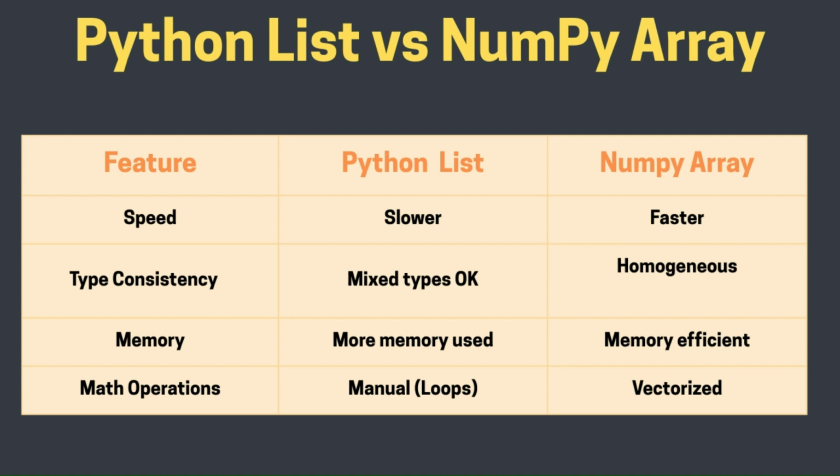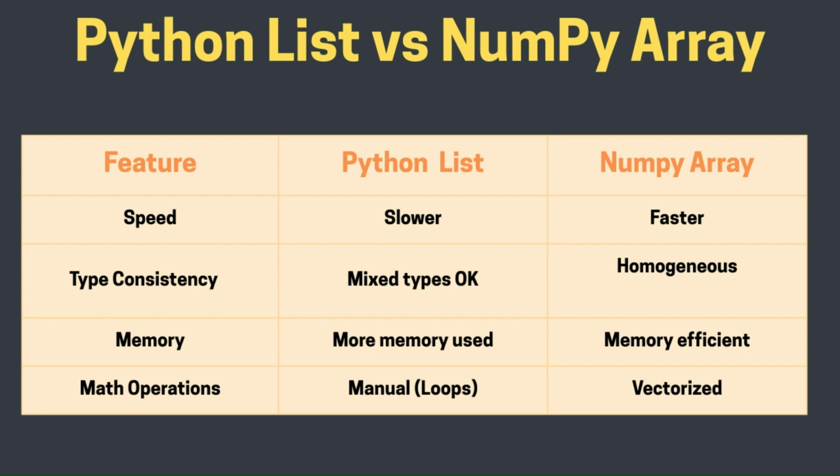And math operation. If you have to perform any math operation in the case of a Python list, you have to do looping. So if you want to do some math operation on all the items, let's say multiply all the items by 2, you have to apply a loop. While in the case of a NumPy array, this is vectorized. So you just say multiply by 2, and without using the for loop, you can apply the mathematical operation on all the elements or items of your NumPy array.